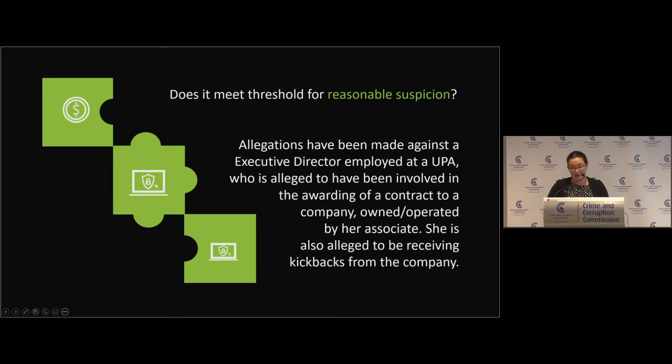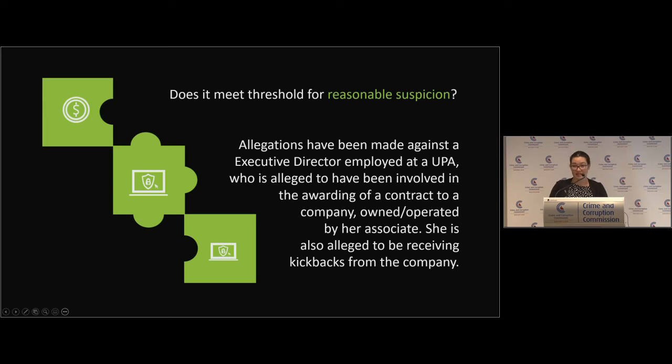In this example, allegations have been made against an executive director employed at a UPA who is alleged to have been involved in the awarding of a contract to a company owned and operated by her associate. She is also alleged to be receiving kickbacks from this particular company. Now in this example, generally we would do basic research to help establish whether or not a reasonable suspicion exists.